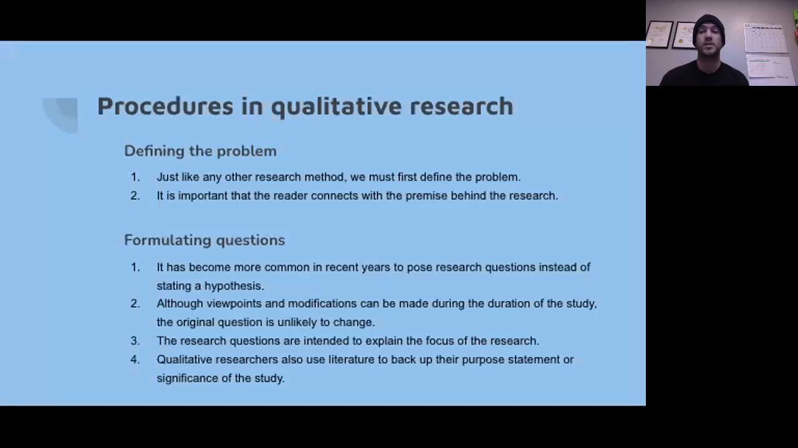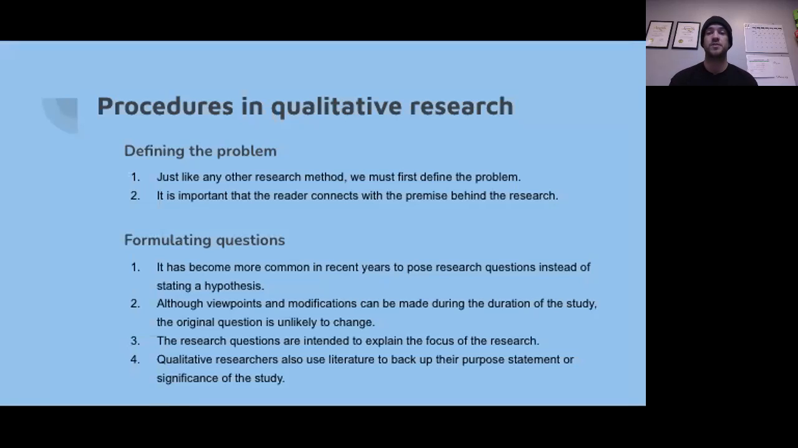Just like any research, we must first define the problem. It's important that the reader connects with the premise behind the research. It is also extremely important to formulate a research question in a way that the reader gets the purpose of your study. It's become more common in recent years to pose a research question instead of stating a hypothesis when it comes to qualitative studies. And although things may change throughout the study, the research question typically stays the same.